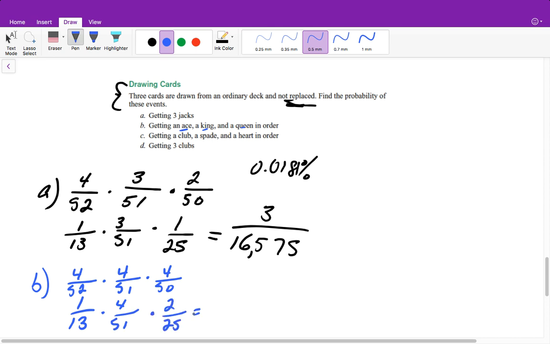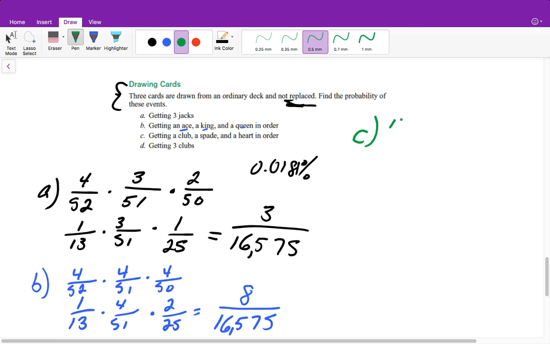All right, so now we multiply across. We know 13 times 51 times 25 gives 16,575 because we just did that. And now we have 4 times 2, which is 8. So the odds of getting an ace and then a king and then a queen in order is 8 out of 16,575.